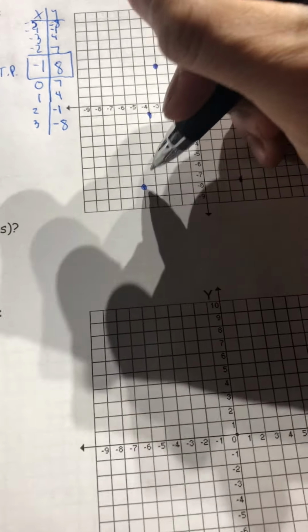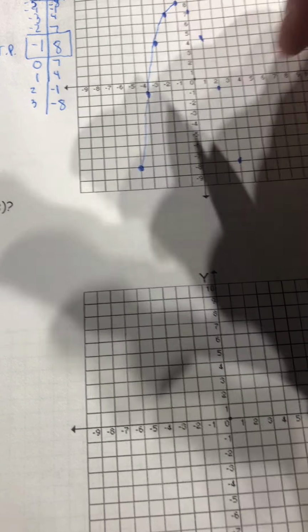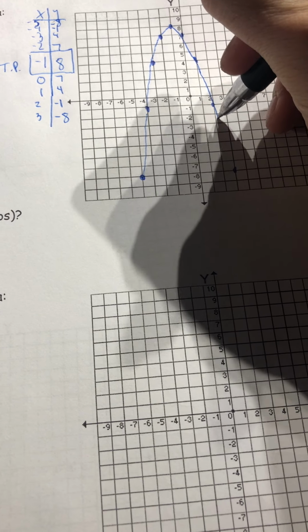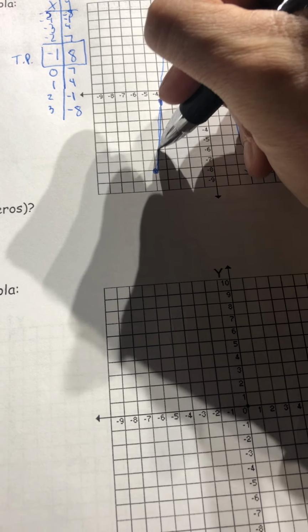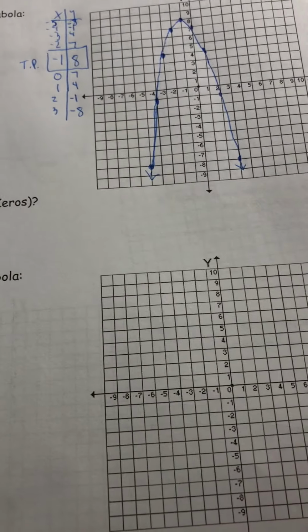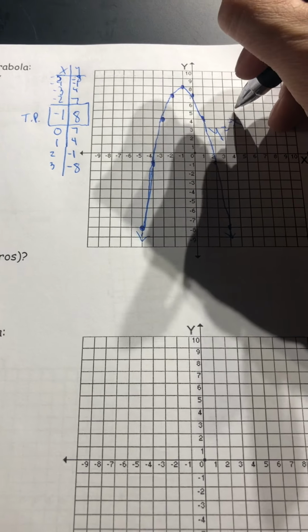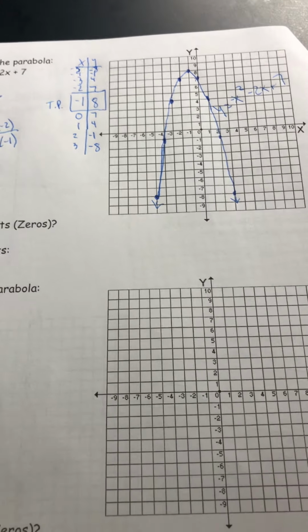So now we're going to make this U shape, upside down U shape I should add. It's probably a good idea that you use pencil in case you make a mistake. Put arrows at the very end, and then label this: y is equal to negative x squared minus 2x plus 7.